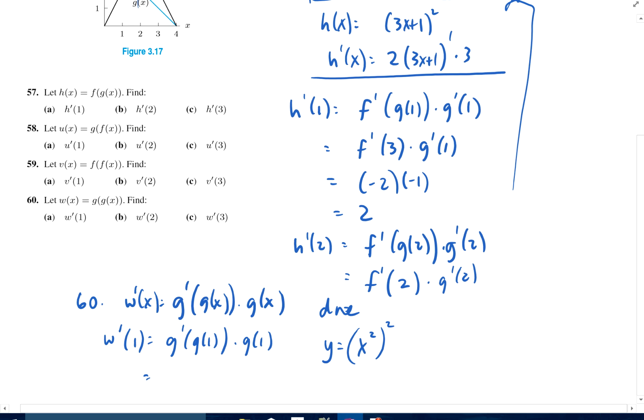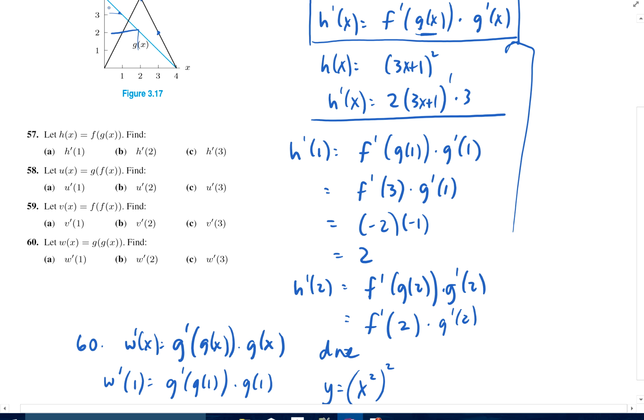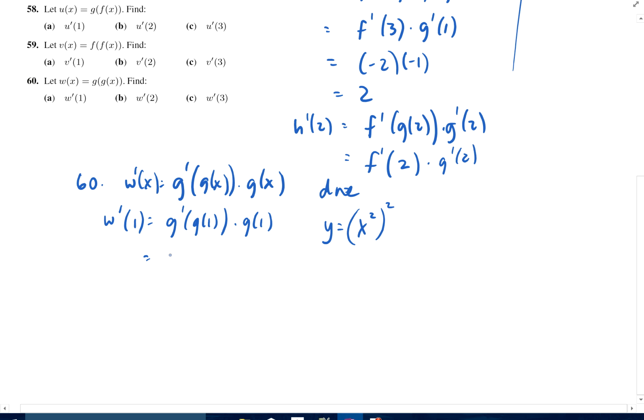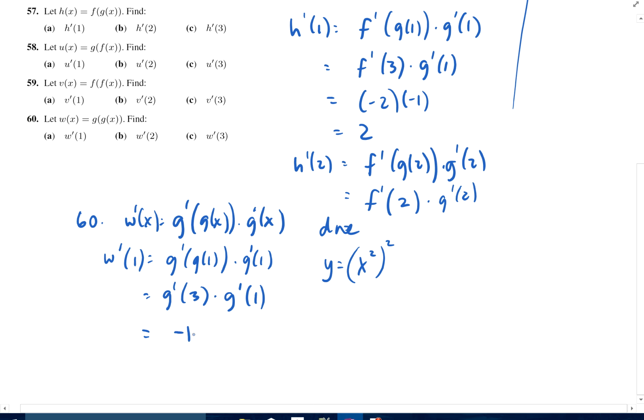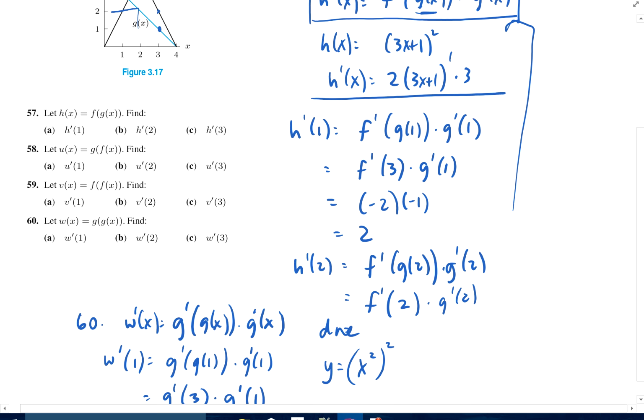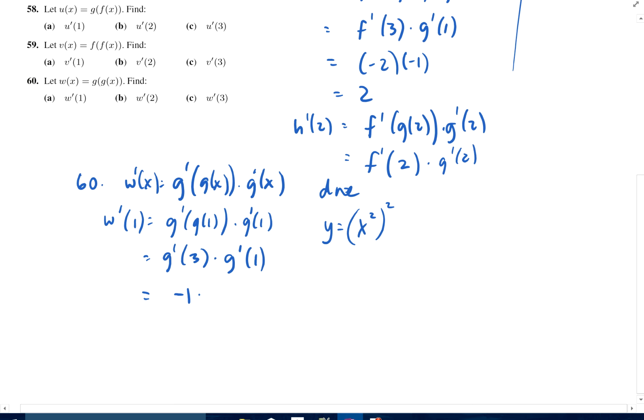So g of 1 is 3. So g prime of 3 times g prime of 1, I'm sorry, I didn't write the primes there. So g prime of 3 is the slope, which is negative 1. And then the slope at 1 is the same, because it's a line. So that'd be 1. Okay, so those are those types of problems. And call that good.